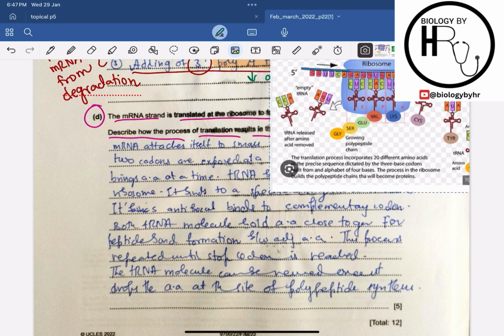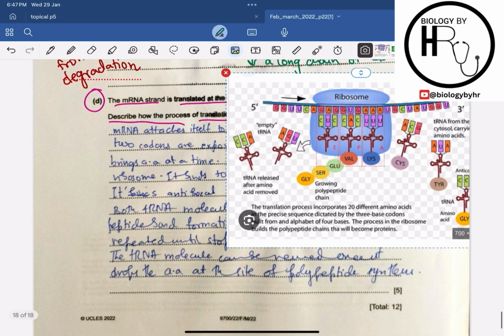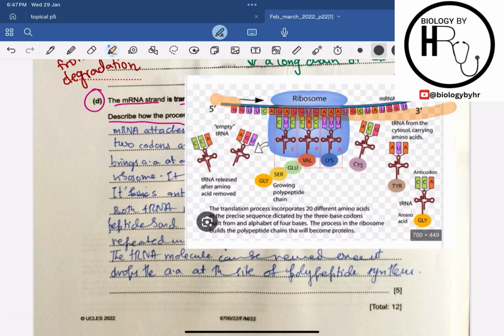Over here you can see that the mRNA molecule is attached to the small subunit of the ribosome. Over here it is the small subunit of the ribosome, and this is the large subunit of the ribosome. We know that the ribosome is made up of 2 subunits, right? A small subunit and a large subunit. So the mRNA molecule goes and binds to the small subunit of the ribosome, right?